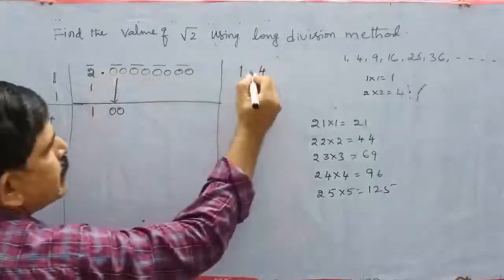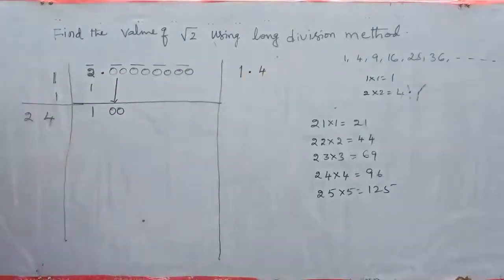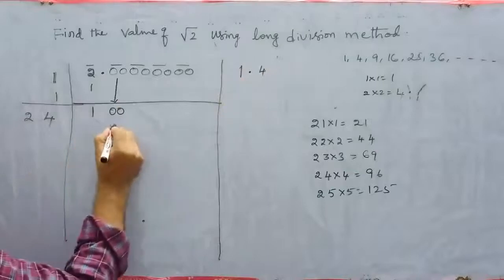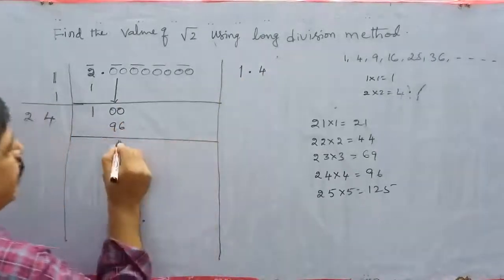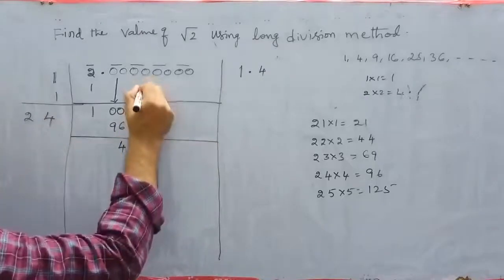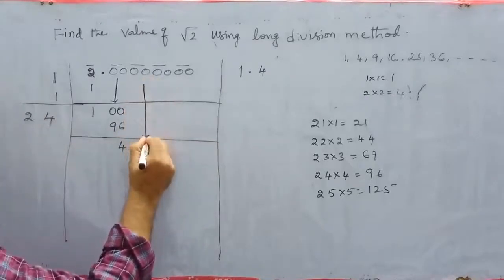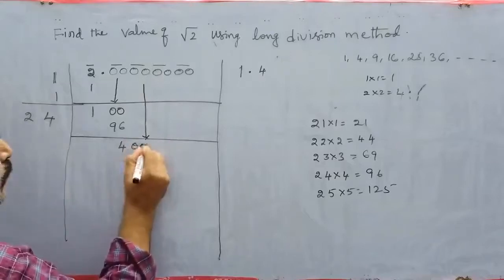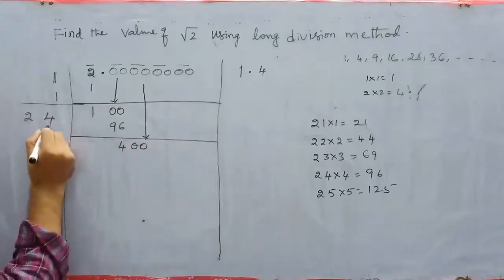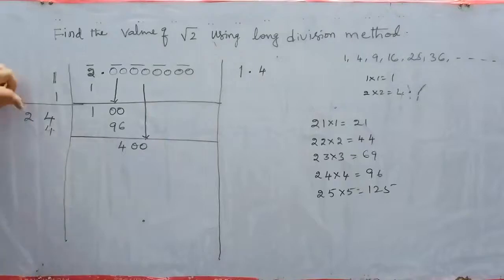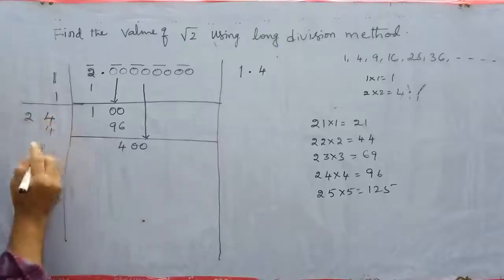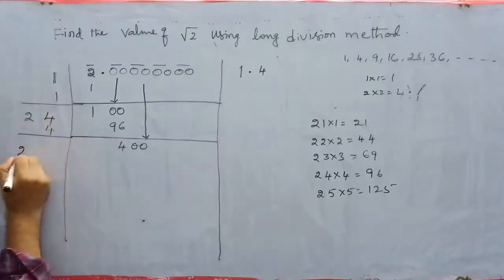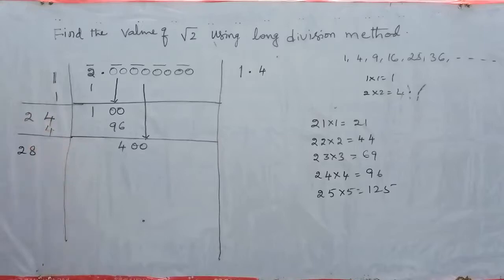So in between these two you write point. Okay, 1.4. How many times? 4 times, 96. 4 remainder. Next you take the second group, zeros. That is 400 now. Double this 4. You should not double 24. Only you have to double the last right side digit. That is 4 into 2, 8. 28. Okay. Next one.